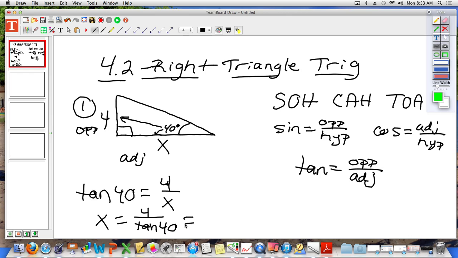Becomes a calculator problem now. So type in 4 divided by tan 40 into your calculator, in degree mode, right? Maybe. 4.76. Oh no, it's in radians. Hold on. Okay. 4 divided by tan 40, what do you end up getting? 4.76. Right, that sounds very logical to me. 4.76 units, whatever the units are.